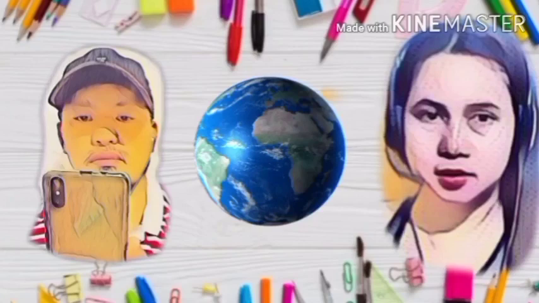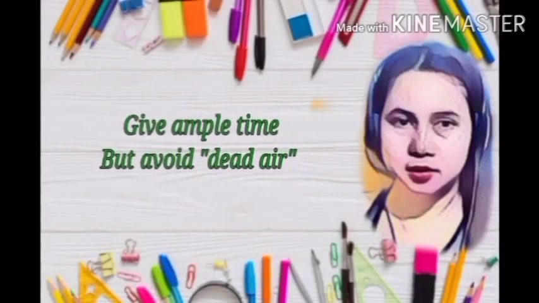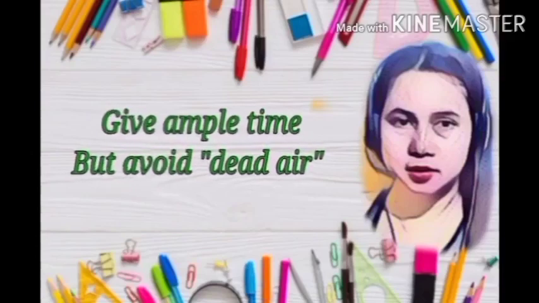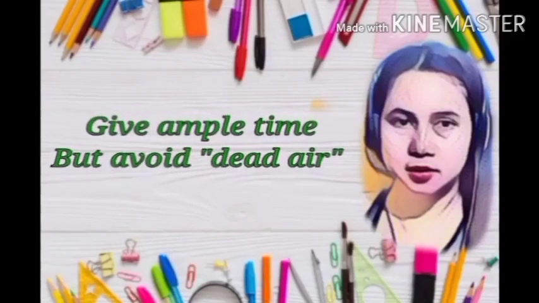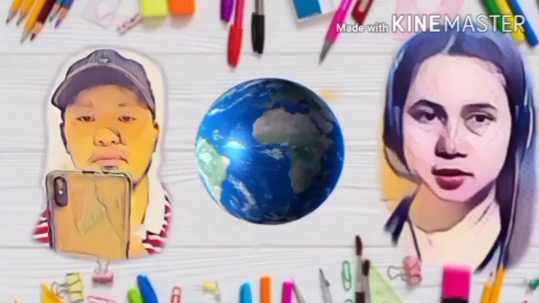A nice place. Number ten. Give your student ample time to think and express himself, but avoid dead air. Okay. But why? Why do you think it's nice? Fruits. Oh, you mean there are a lot of fruits in China? Yeah. Okay, so you can say it this way. There are a lot of fruits in China.